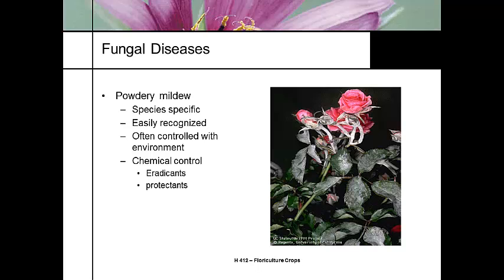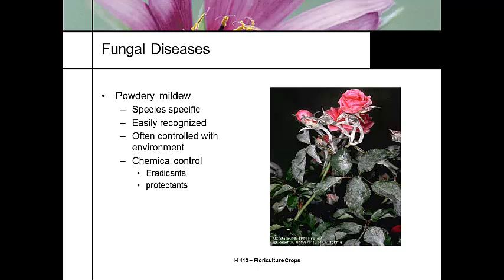Fungal diseases are by and far the most common microorganisms we deal with in the greenhouse. The most common is powdery mildew. It's a foliar disease. Powdery mildew is an obligate parasite. In other words, the fungal infestation on these roses, Sphaerotheca rosae, will not infect another genus. So it's specific to that genus.